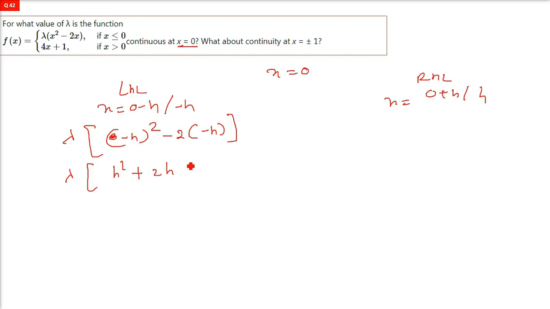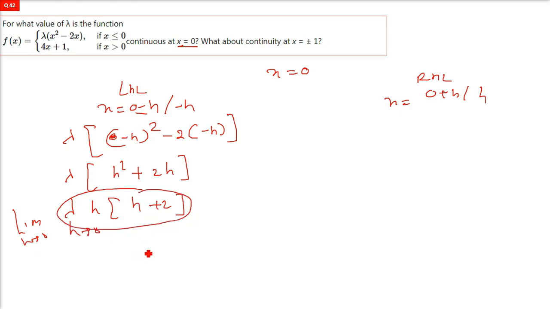Now we can see that h is already there in both the terms and lambda is outside. So even if you take h outside common, it will be h plus 2 inside. Whenever you put h tends to 0, the whole term is going to be 0, so you won't get any lambda. All will be 0 because lambda is multiplied with h, and whenever you multiply anything with 0, you'll get 0 only. So how about getting lambda? You won't get it.